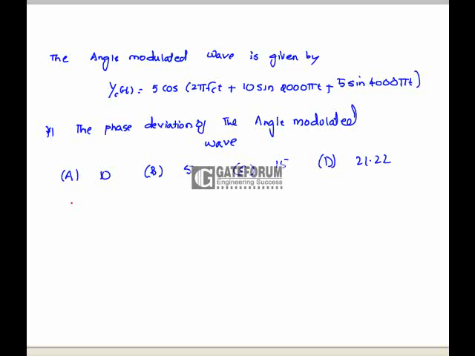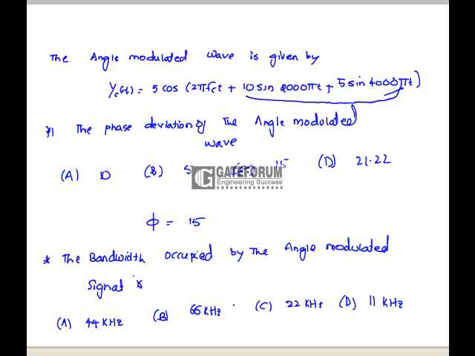The angle modulated wave is given by Yc of t. The maximum phase deviation is nothing but the maximum value of this, which decides the maximum phase deviation. So 10 plus 5 is the maximum phase deviation, that is 15. Option C is correct.